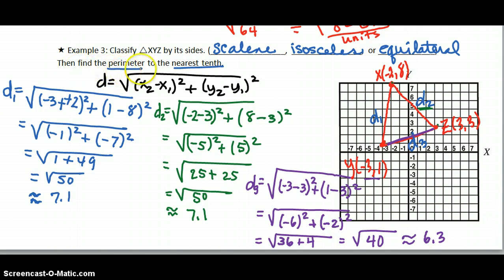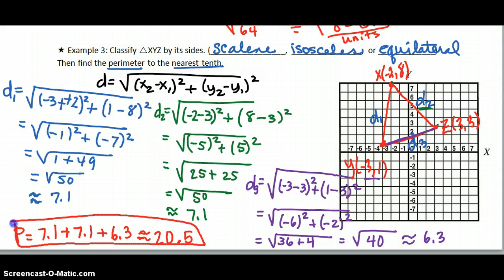Alright, so now what was this question asking me? Let's go back. We're supposed to find the perimeter to the nearest tenth. Alright, let's find perimeter. Perimeter equals all the sides added together. Oh, I have two sides that are the same. Remember that for the next question. So when you add those up, our perimeter is approximately, because these were all estimations, 20.5. So there's our perimeter, 20.5. And then it also asked us to say whether it was scalene, isosceles, or equilateral. Since I have two the same, it is isosceles.